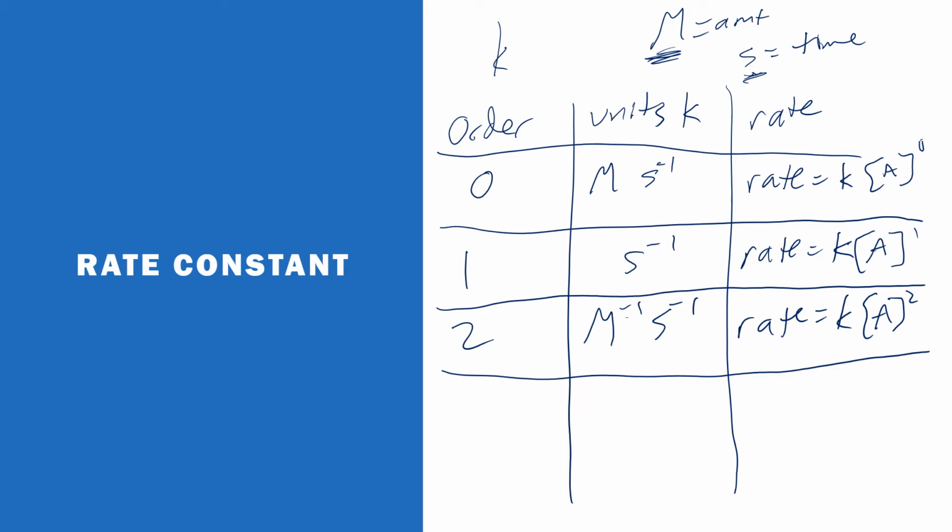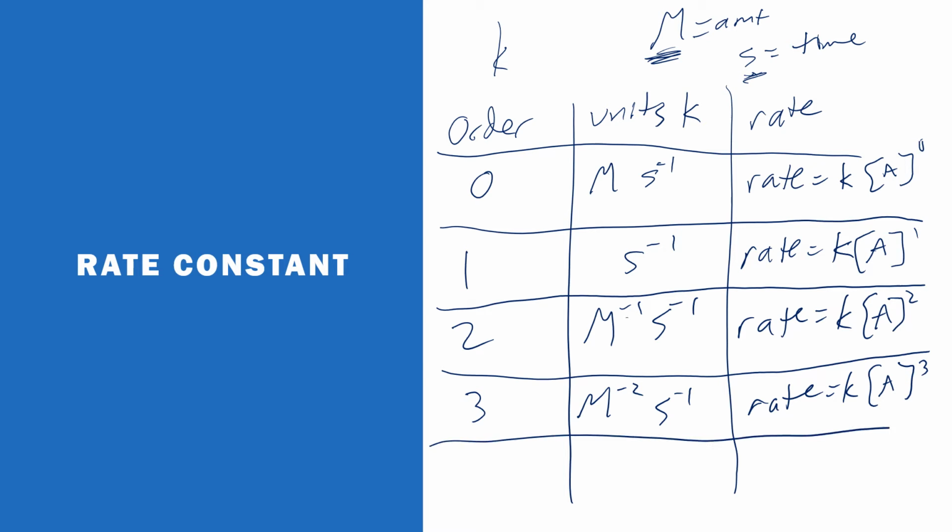Now it's just going to follow a pattern from there. Third order is going to be M negative 2, S negative 1. And it will look something like this, or you could have multiple different things adding up to 3. And fourth order would be M negative 3, S negative 1.